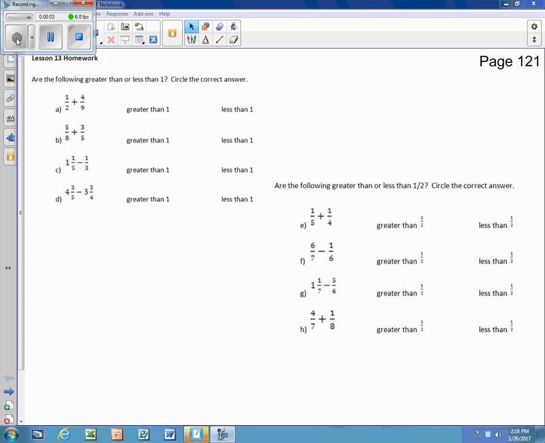Module 3, Lesson 13 homework. So the first thing we're going to do is we're going to look right here. We have a half, and over here we have 4/9.